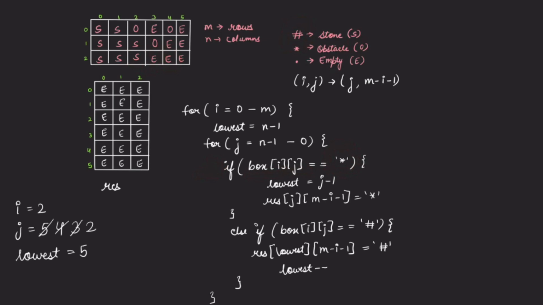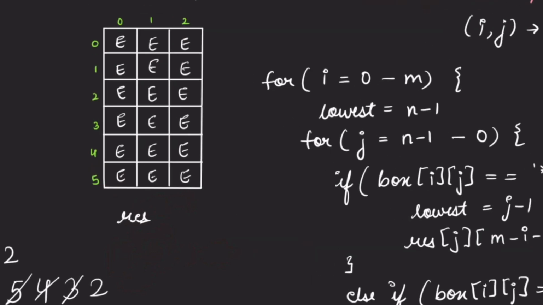A stone is a hash, so it will come inside this condition. Box of i comma j has now become equal to hash. So what are we doing? At lowest comma m minus i minus 1 you put a hash, right? What is the value of lowest? It is 5, right? And what will be the value of m minus i minus 1? m is 3, i is 2 and that is 1, so it will be 3 minus 3, that is 0. That means at 5 comma 0, we will update it to a hash inside our result, which is this particular cell, right?